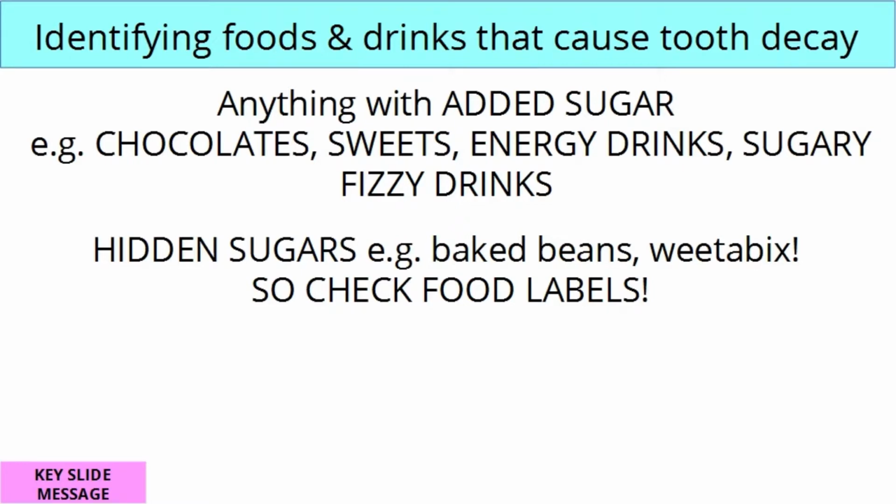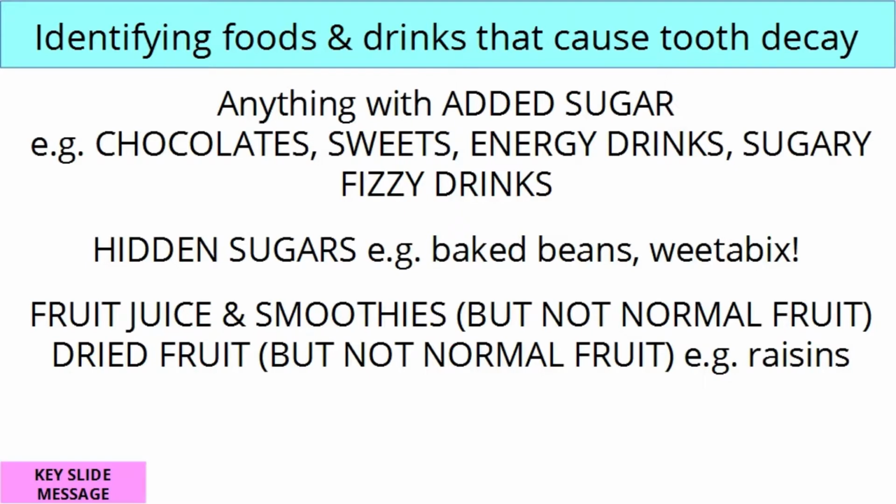So check the food labels. For example, baked beans and Weetabix, fruit juice and smoothies count as a sugar intake, because they are concentrated fruit sugars. Dried fruit counts as a sugar intake, because they are concentrated fruit sugars. For example raisins, but not normal fruit, because they encase the fruit sugar in fiber.